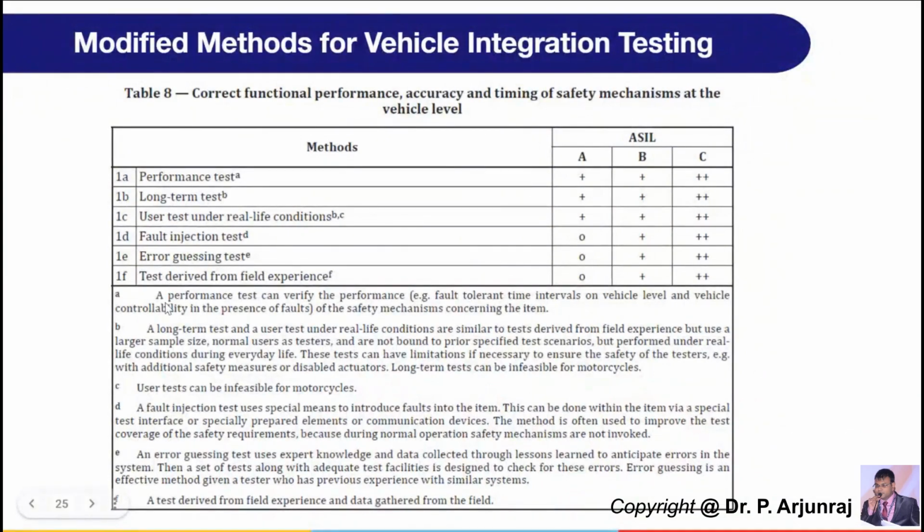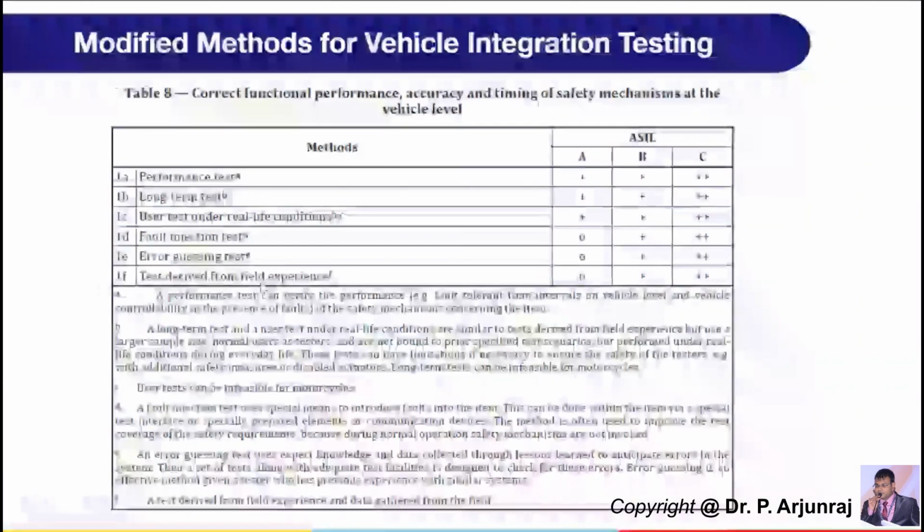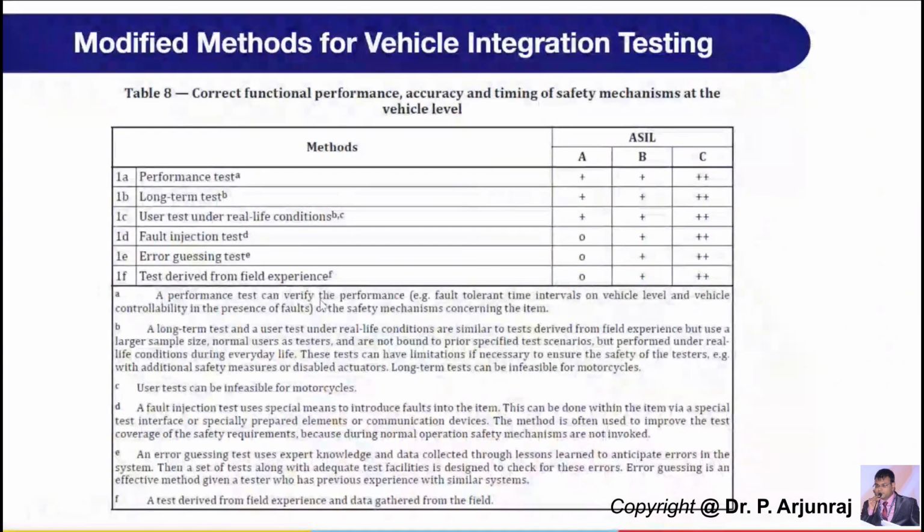Say for example, the brake fluid or the pressure at which the brake applies. So if you're guessing some test, you can do that. And you're also going to do tests derived from the field, based on field experience or field failure.